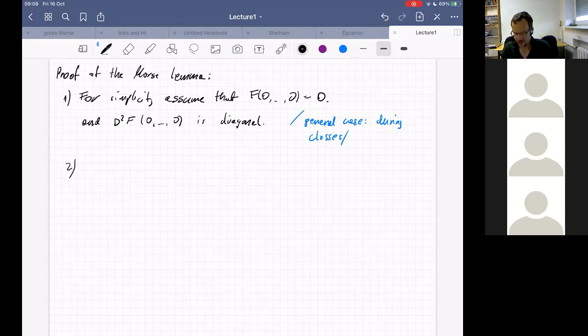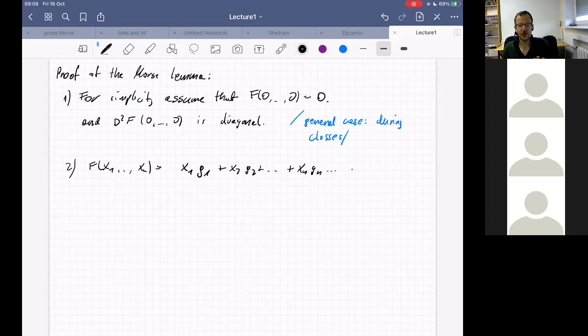So second, we have f of 0, ..., 0 equals 0. So we use the Hadamard lemma. That's why I stated it. If you don't know what to do, f is x1 g1 plus x2 g2 plus ... plus xn gn.